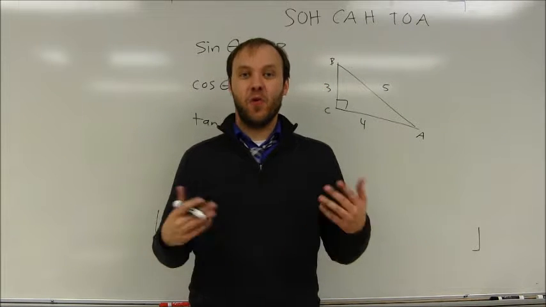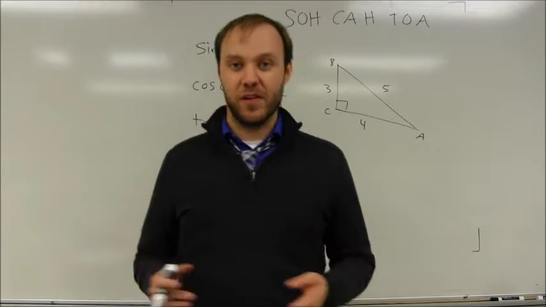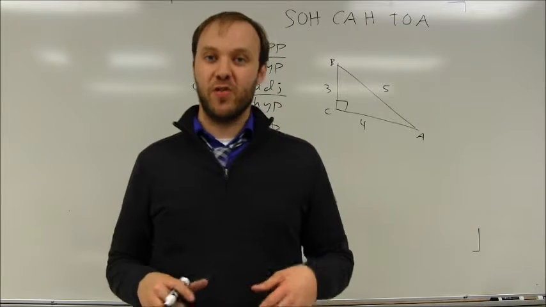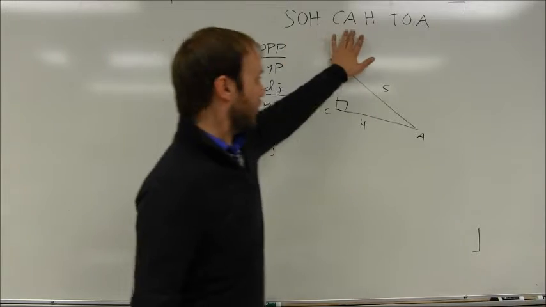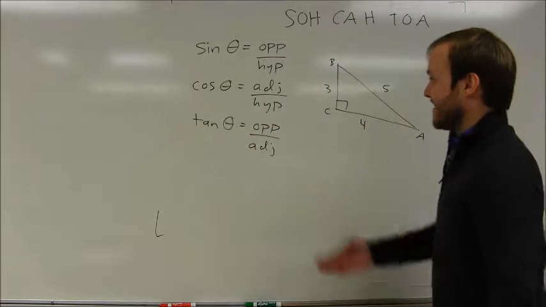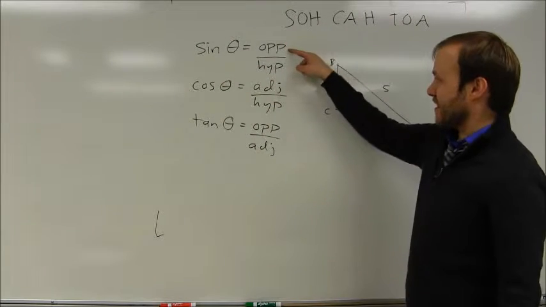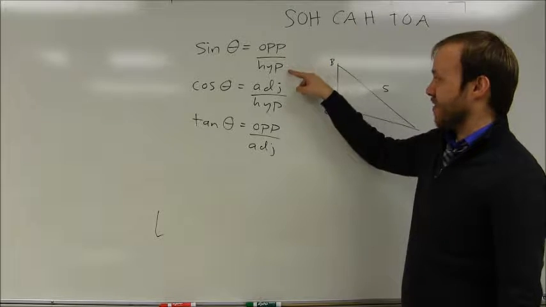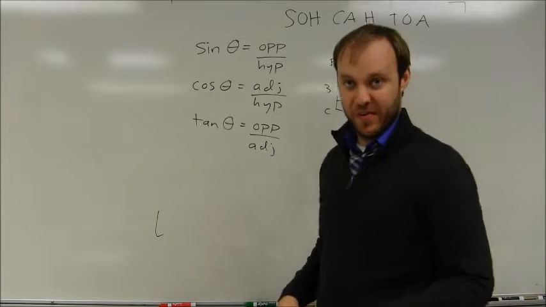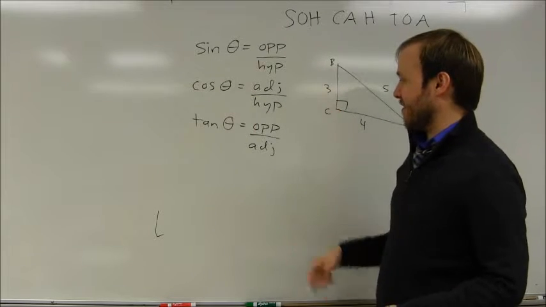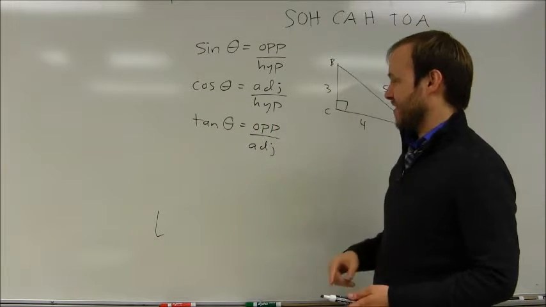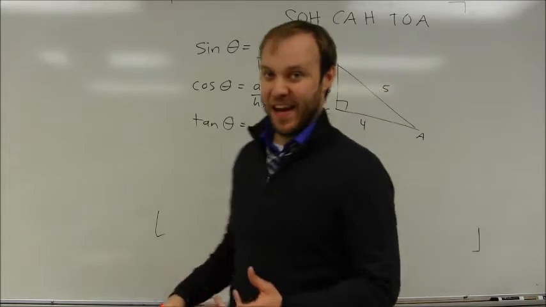All right, in this example I'm going to look at several different types of problems you can do with basic right triangle trigonometry. I'm going to be looking at your SOH CAH TOA rules. As a reminder, the sine of an angle is equal to the length of the side opposite over the hypotenuse. Again, we're assuming you have a right triangle here. The cosine of an angle is equal to the adjacent side over the hypotenuse. The tangent of an angle is equal to the opposite side over the adjacent side.